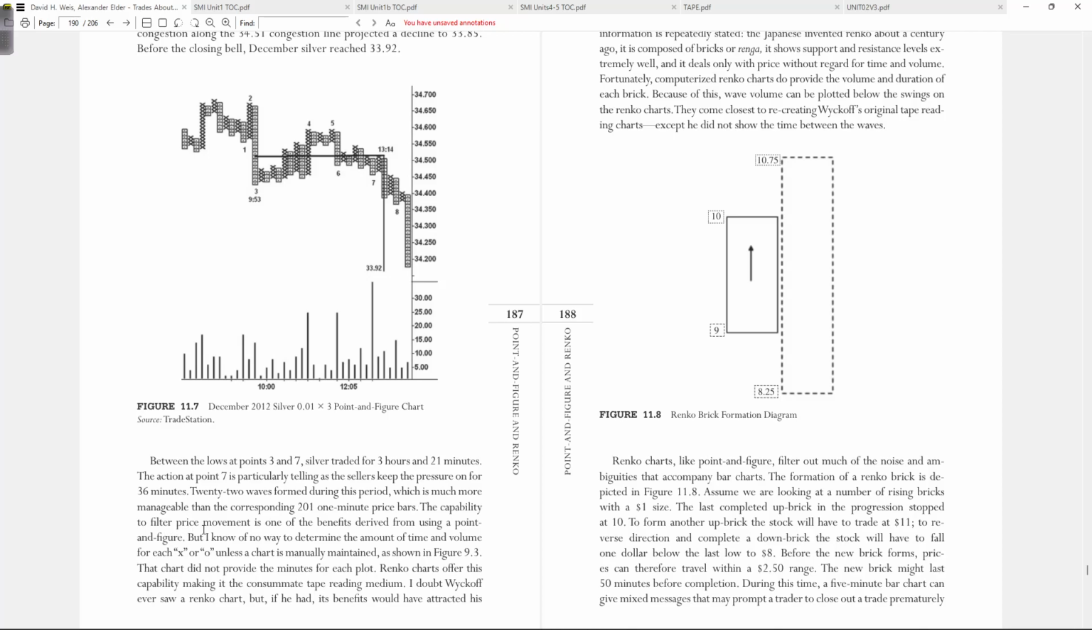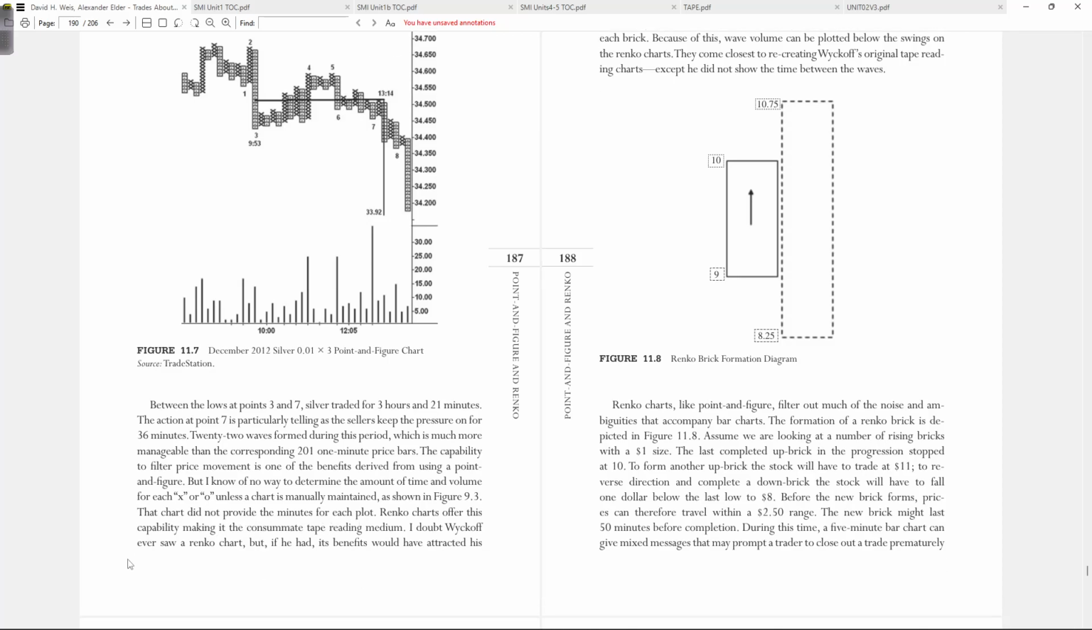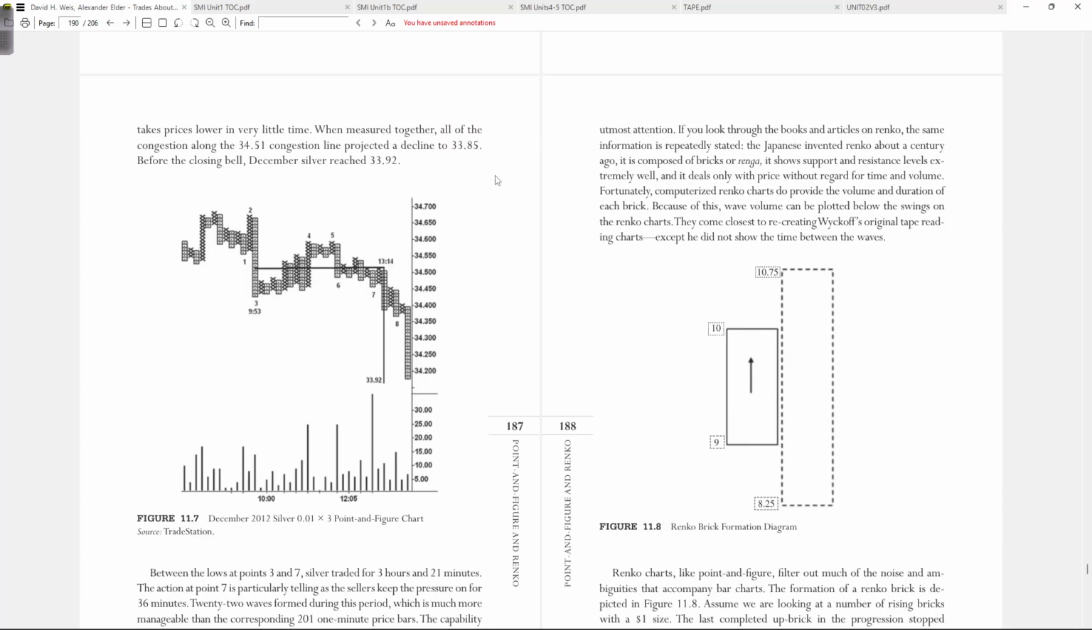The capability to filter price movement is one of the benefits derived from using a point and figure, but I know of no way to determine the amount of time and volume for each X or O unless a chart is manually maintained. As shown in figure 9.3, that chart did not provide the minutes for each plot. Renko charts offer this capability, making it the consummate tape reading medium. I doubt Wyckoff ever saw a Renko chart, but if he had, its benefits would have attracted his utmost attention.